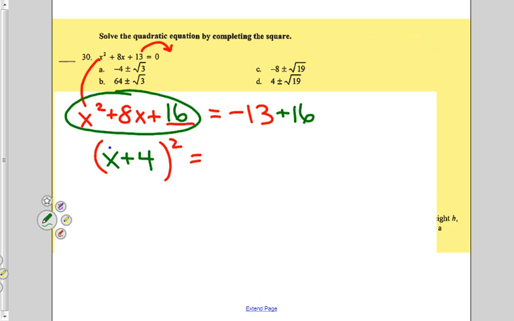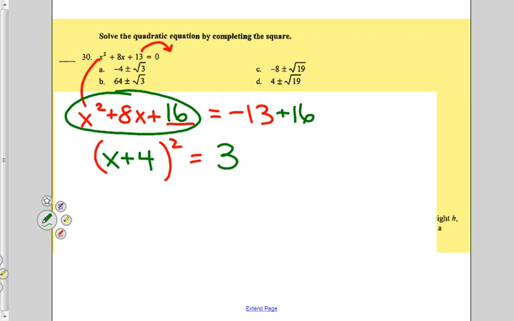It's x squared plus 2 times 4 times x is 8x plus 16. It's x plus 4 squared. On the right side, you have 3, because that's negative 13 plus 16. Now, if we were just asking for this in vertex form, like what's the vertex, this would be a parabola shifted left 4, down 3. Because of the minus, you'd subtract 3 back over to the other side.